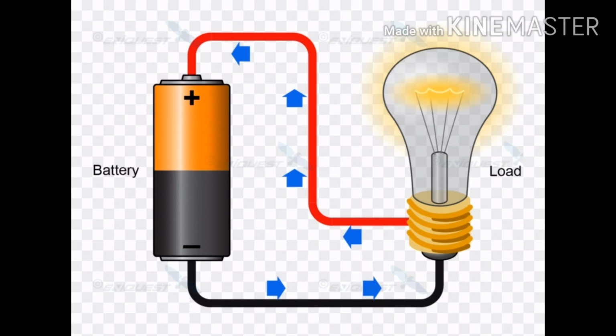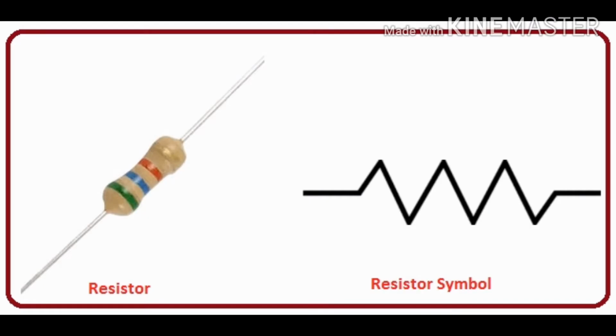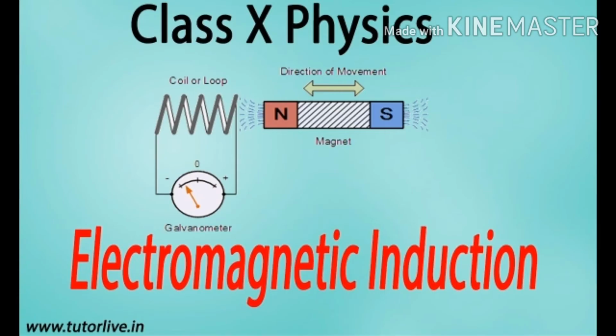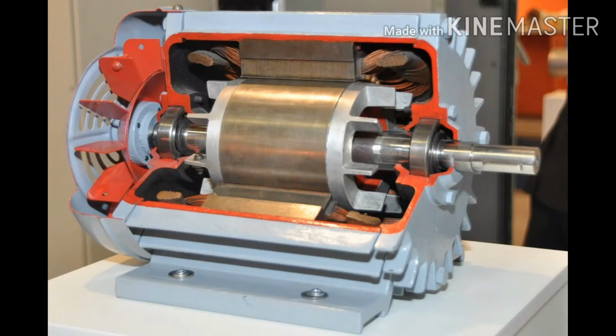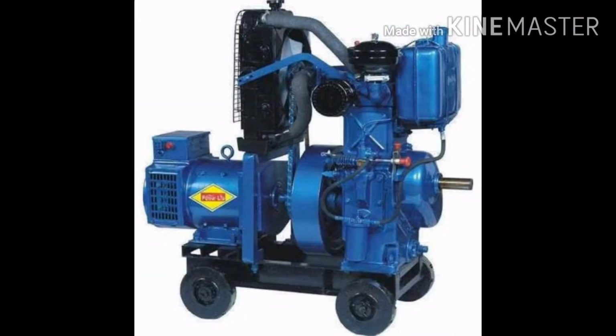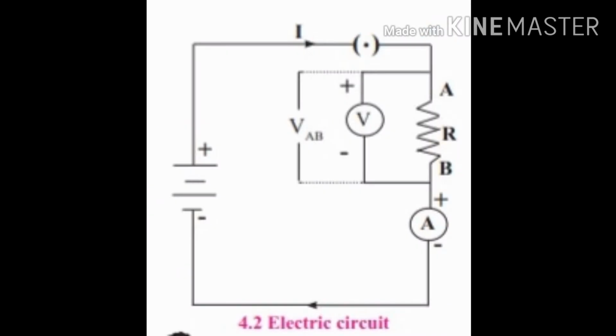In this chapter, we are going to learn the electric current flowing through the wire, the electric current flowing through the resistor, electromagnetic induction, and the working of electric motor and generator. All these are the effects of electric current. So first, let us start energy transfer in an electric circuit.